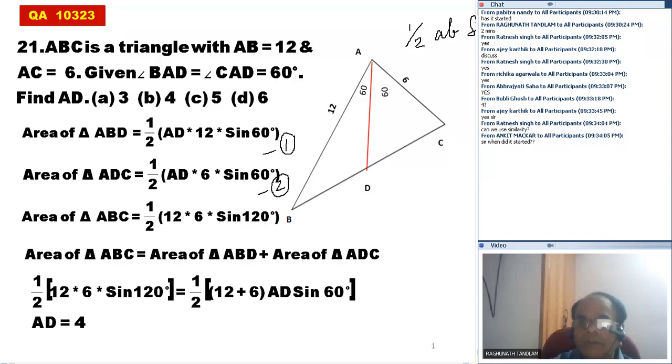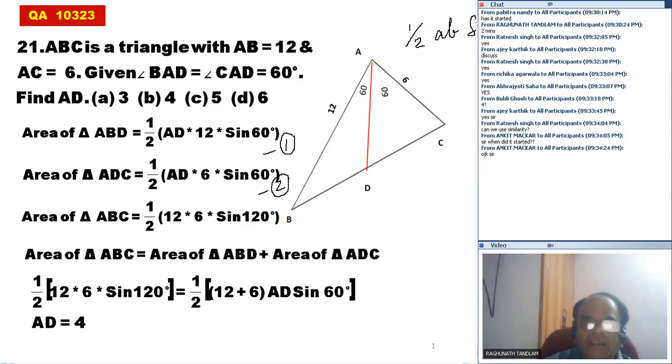How did you get the similarity here, Ratan? It started only with this question, Ankit. It started at 9:30 exactly and started with this question, Ankit. Now, Ratnesh Singh, how can similar triangles come?